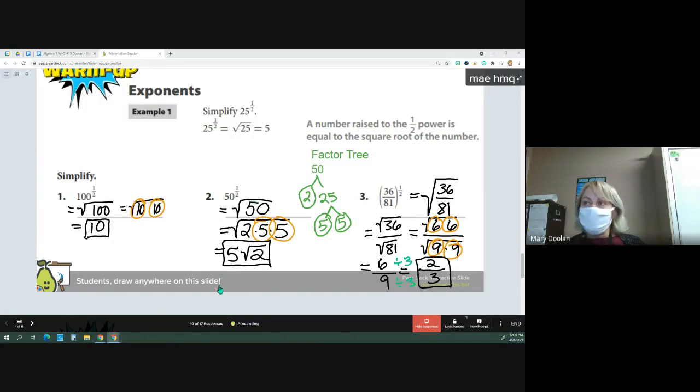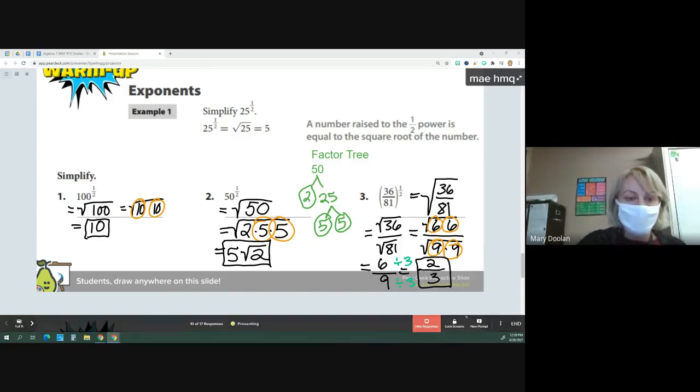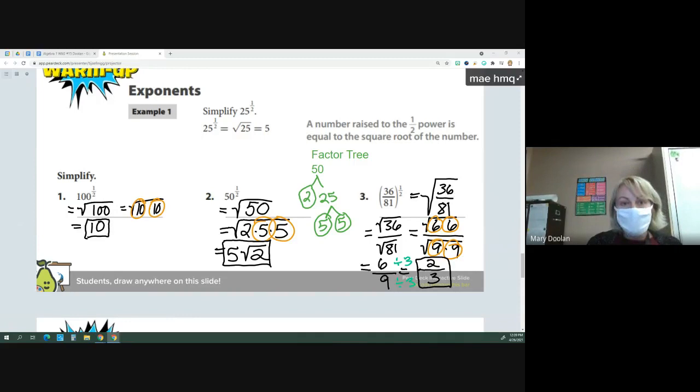So on the middle problem, 50 is not a perfect square. So if I think about the perfect squares, let's come up here real quick. What perfect squares are, they're squares of integers.